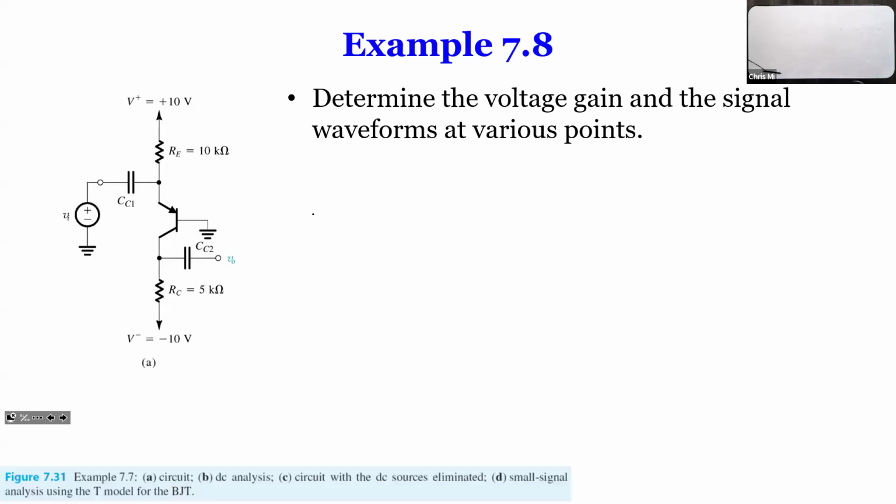All right. So first of all, we're going to start with the DC. As I said, with DC, you're going to remove all the capacitors. They're going to become open circuits. So this circuit becomes very simple.